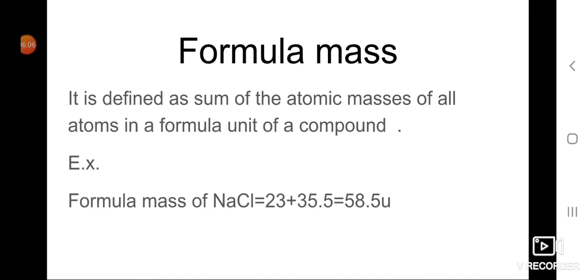Formula mass. It is defined as sum of atomic masses of all atoms in a formula unit of a compound, whether molecular or not. In case of ionic compounds like sodium chloride, formula mass is 58.5 unit, means 23 plus 35.5 is 58.5. Molecular mass of NaCl has no meaning because it does not exist as molecules. On the other hand, in covalent compounds like methane, ammonia, glucose, molecular mass and formula mass are same because they exist as molecules.